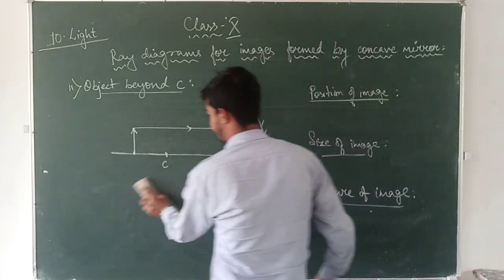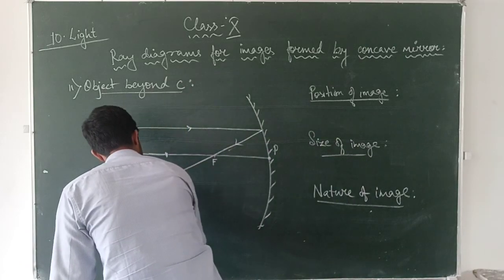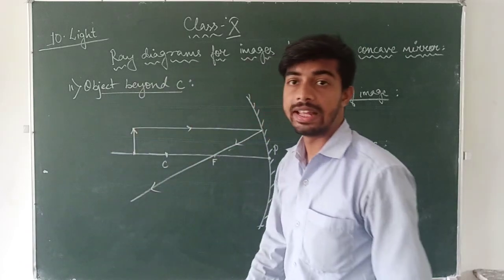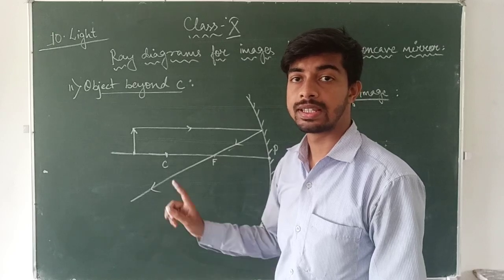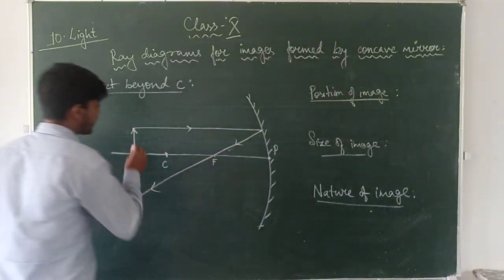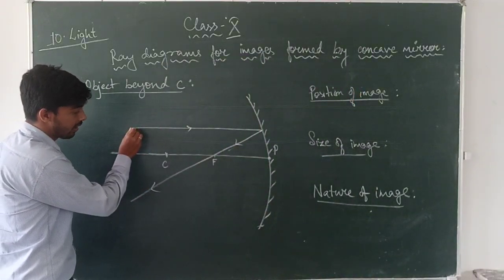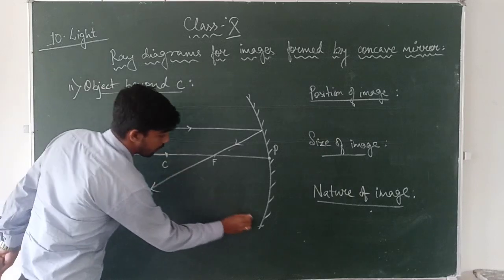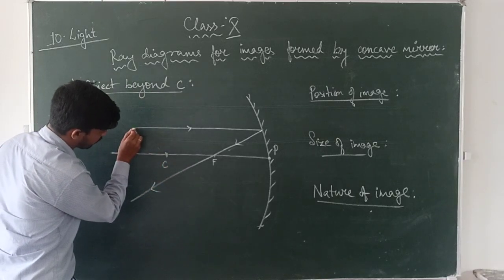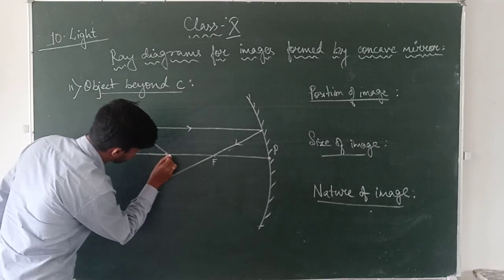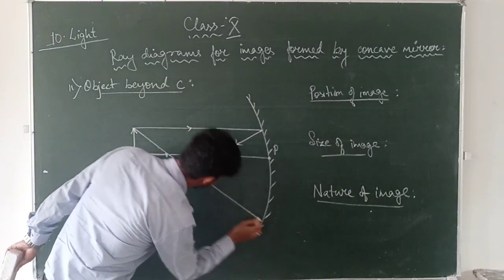Second ray, we will take the ray going through C. The ray will start from the tip of the object and the ray will pass through the center of curvature. We will take the ray like this.